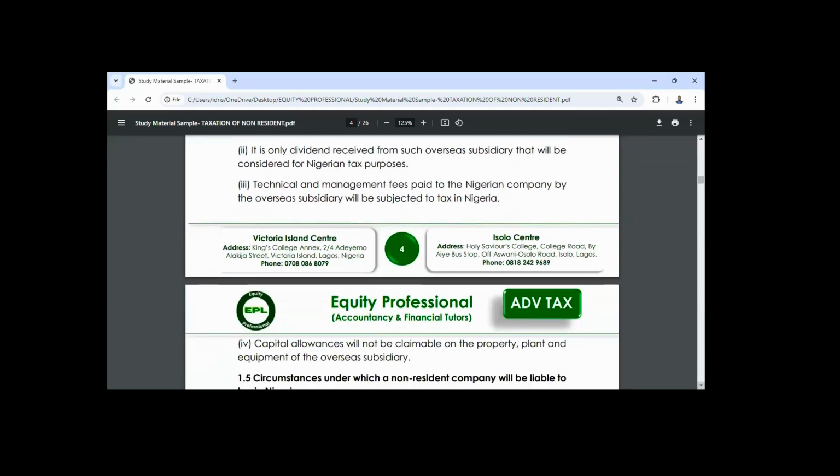Technical and management fees paid to the Nigeria company by the overseas subsidiary too will be subjected to tax in Nigeria. The parent company is in Nigeria. They have a subsidiary abroad. The parent company may decide, I want to render technical and management service to my subsidiary. When they render it, the subsidiary will pay them a fee. That fee is an income to the parent company, and that income is subjected to tax in Nigeria.